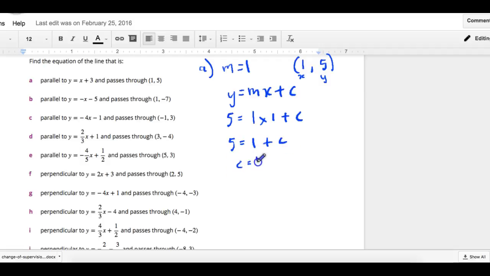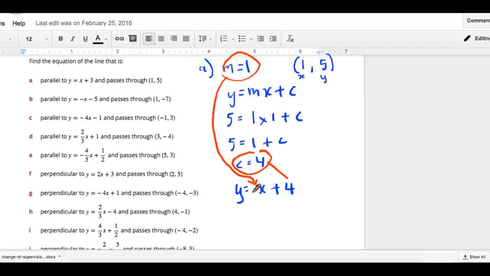So c is equal to 4, and then we just put that back into our equation. Okay, so let me just change the colour here. Just recapping what we just did, from the question we know the gradient is 1 and we've got a point here, 1, 5. We use the equation of a straight line, y equals mx plus c, and we substitute in the values. So y was 5, m is 1, x is 1, and c is what we're solving for. We said c is 4, okay, so we know c is 4. We put that into our equation, and we know the gradient is 1.